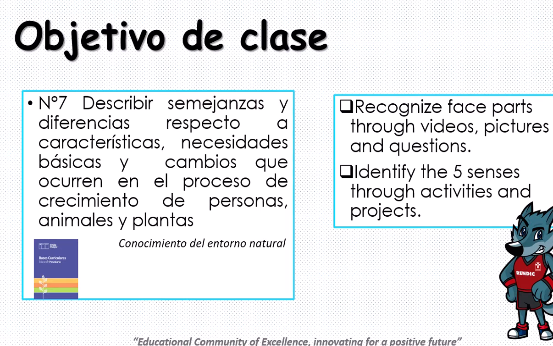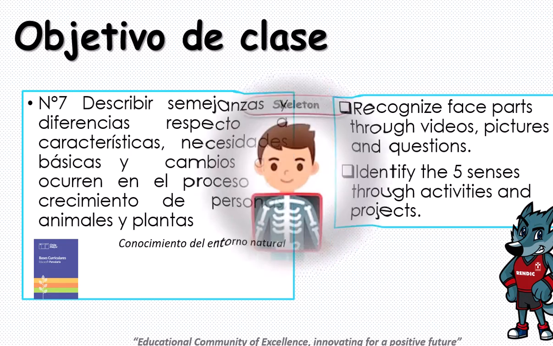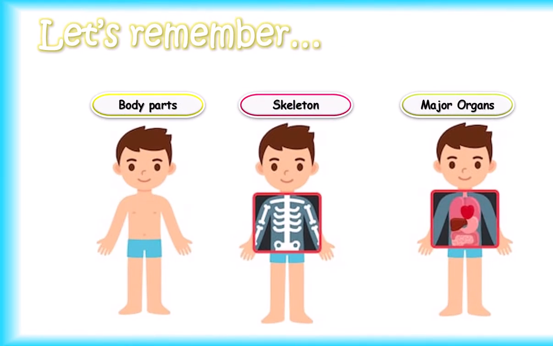The objective for this class is that you have to be able to recognize face parts through videos, pictures, and questions. And you have to be able to identify the five senses through activities and projects. So before we start, we have to remember our body parts, our skeleton, and our major organs. So you can click on the pictures and you can practice the vocabulary.